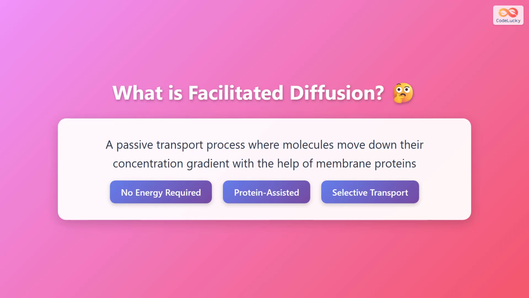Facilitated diffusion is a passive transport process where molecules move down their concentration gradient with the help of membrane proteins. Let me break this down. Passive means no energy is required. The molecules naturally move from areas of high concentration to areas of low concentration. However, unlike simple diffusion, facilitated diffusion requires special membrane proteins to assist the movement. This process is highly selective, meaning only specific molecules can pass through with the help of these proteins.